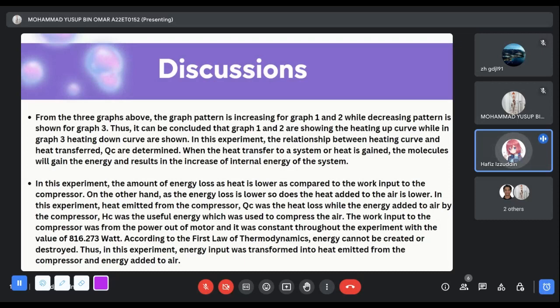In the experiment, the amount of energy lost as heat is lower compared to the input to the compressor. On the other hand, as the energy loss is lower, so is the heat added to the air. In this experiment, heat emitted from the compressor, QC, was the heat loss, while the energy added to the air by the compressor, HC, was the useful energy used by the compressor to compress the air. The work input to the compressor was from the power output of the motor and it was constant throughout the experiment, with a value of 816.273 watt. According to the first law of thermodynamics, energy cannot be created or destroyed. Thus, in the experiment the energy input was transformed into heat emitted from the compressor and energy added to the air.